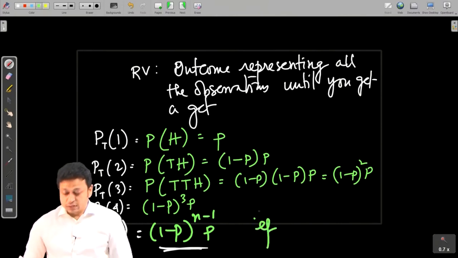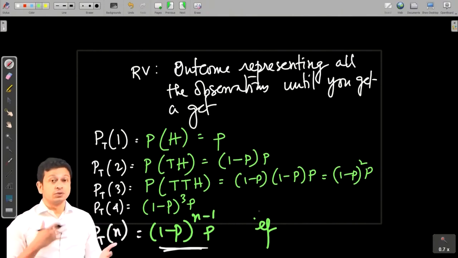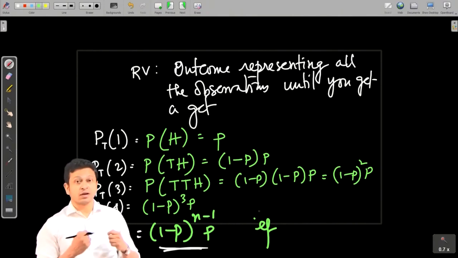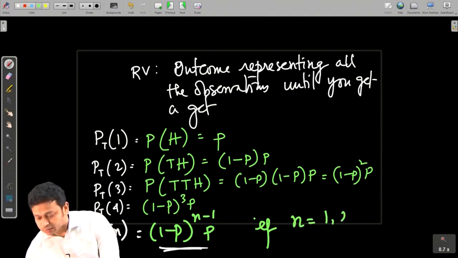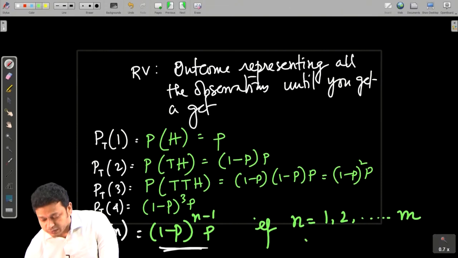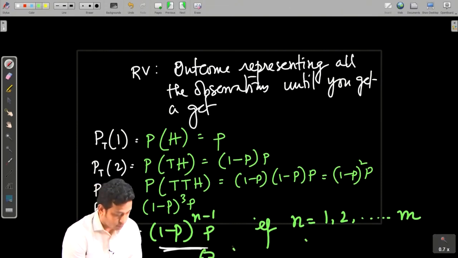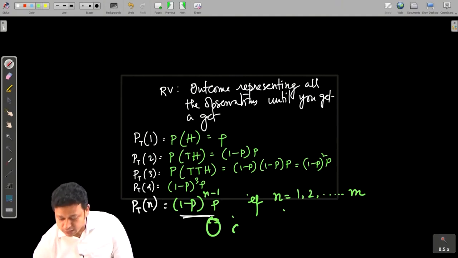Now, I will write down this function is valid if my n can only take integral values. So, I can have 1, 2, 3, 4 whatever number of trials, but I cannot have 1.5 number of trials. So, n is equal to 1, 2 or dot dot dot whatever, and let us say it is up to m I have defined, and 0 otherwise, okay.